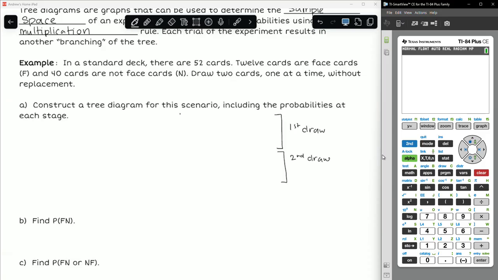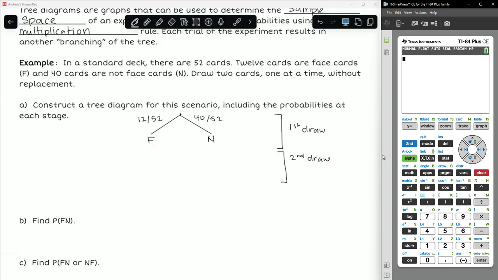So for that first draw, we're going to start at the top. I'm going to go out, make that a little bit straighter. And there are 2 possible outcomes here. When I draw a card from the deck, that card could be a face card. That card could be not a face card. And I'm going to label each of those branches with the probability of that branch. On my first draw, there are 52 cards in the deck. 12 of them are face cards, so the probability of drawing a face card is 12 over 52, and the probability of drawing a not face card would be 40 out of 52.